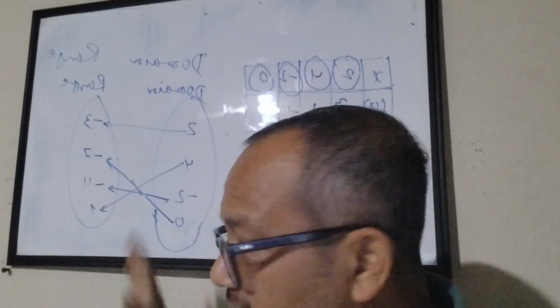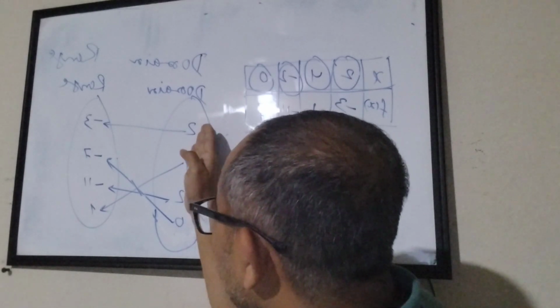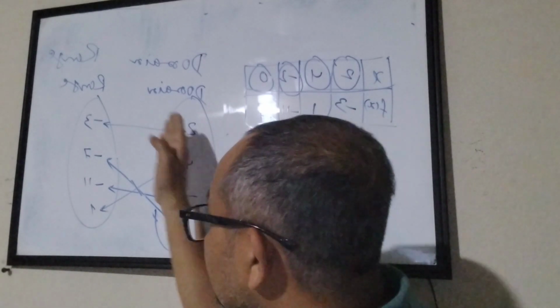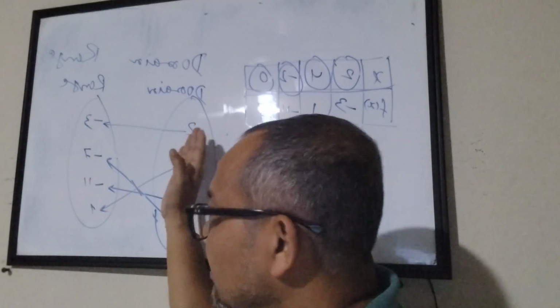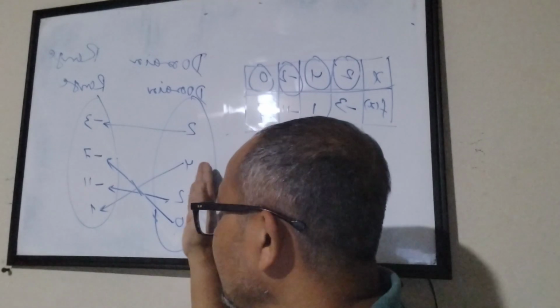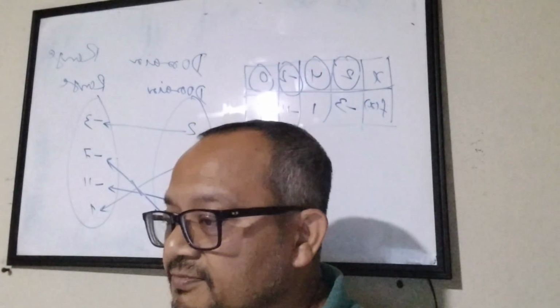Now, in this case, for every value of input, there is only one corresponding output. Meaning, for every domain value, there is a corresponding range value.